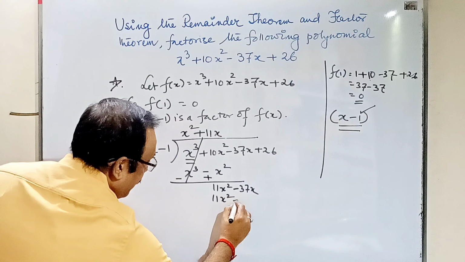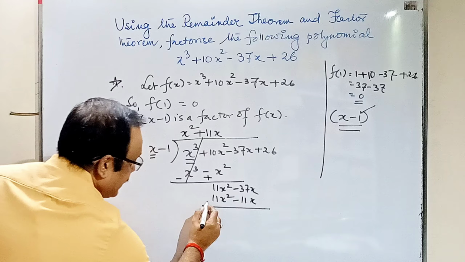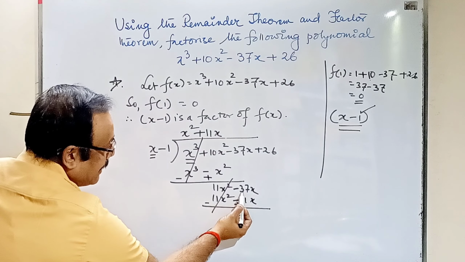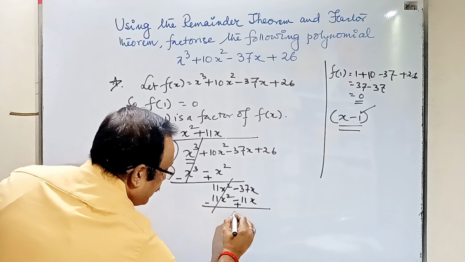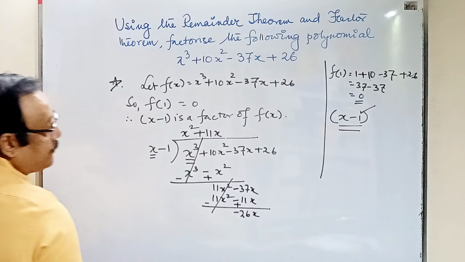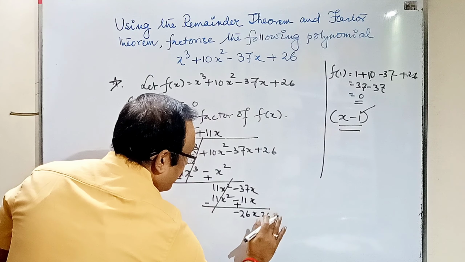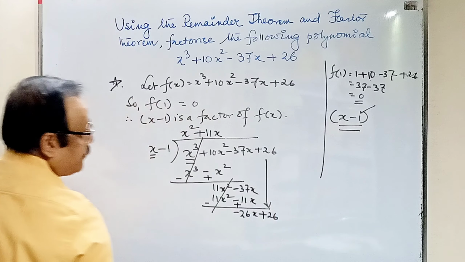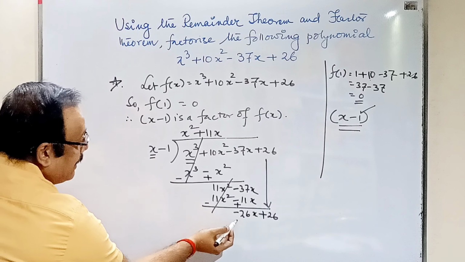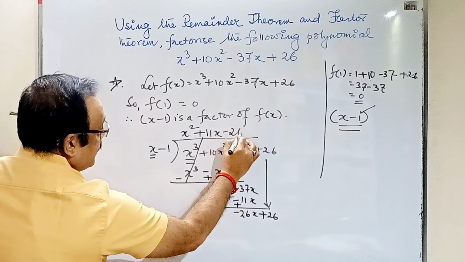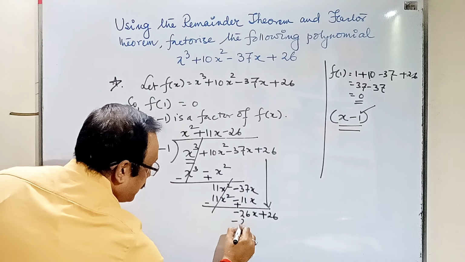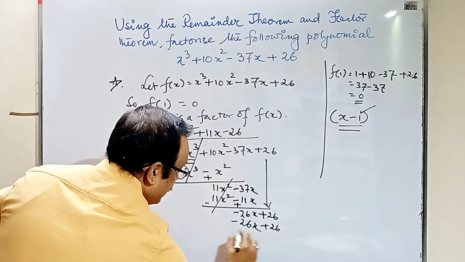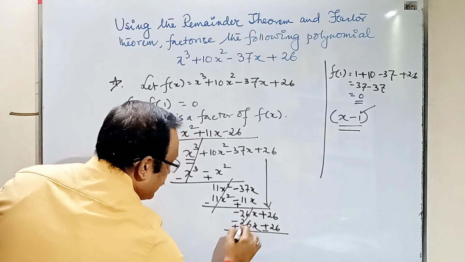11x into -1 is minus 11x. Both have the same sign, so we change the sign. This is minus, so it becomes plus. This cancels. Minus 37x plus 11x gives me minus 26x. And this plus 26 comes down. Now, with what should I multiply x to get minus 26x? Minus 26. Minus 26 into x is minus 26x. Minus 26 into -1 is plus 26. So we change the sign, and this cancels, this cancels.